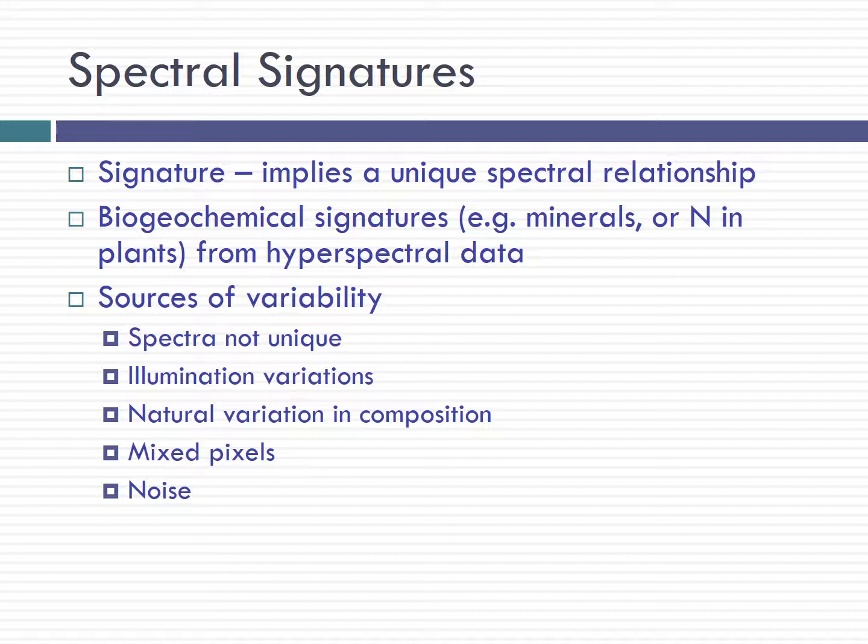So when we look at biochemical signatures like minerals or the amount of nitrogen in a plant, we can use hyperspectral data to tease that out. However, there are sources of variability that we have to deal with. Number one, these spectra that we're looking at are not always unique. There might be a whole lot of things that look dark red in a certain frequency. The other problem is the illumination from the sun is not consistent. And the other thing is there's natural variation within the composition. Not every maple tree is exactly like every other maple tree.